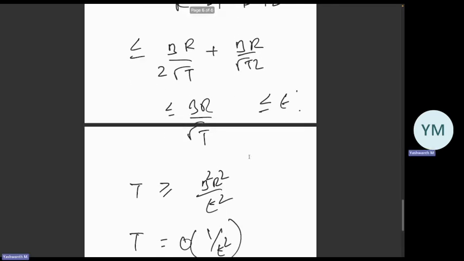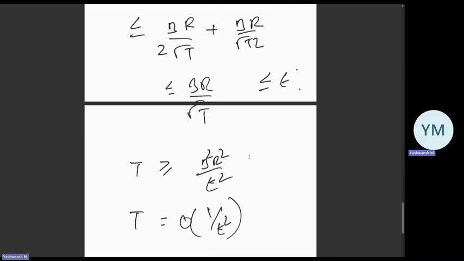So this completes the analysis of the gradient descent update in a convex setting when we assume the gradients are bounded by a constant.